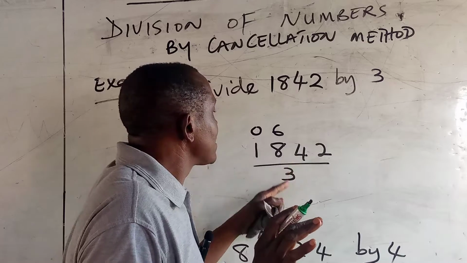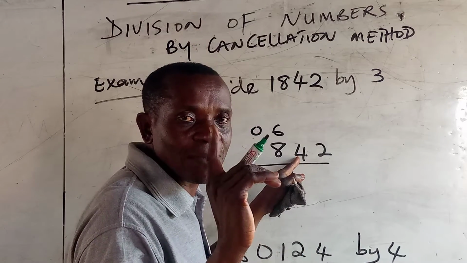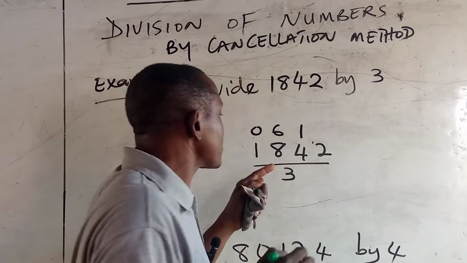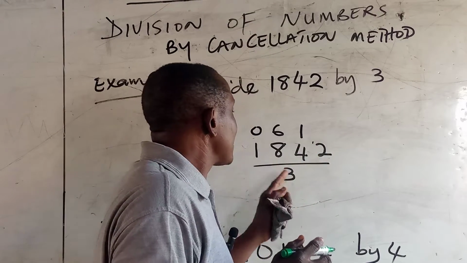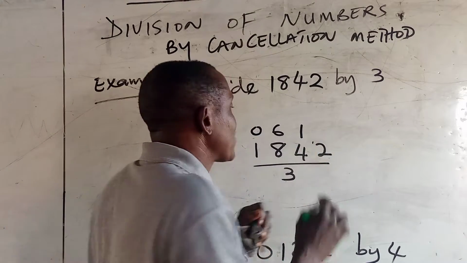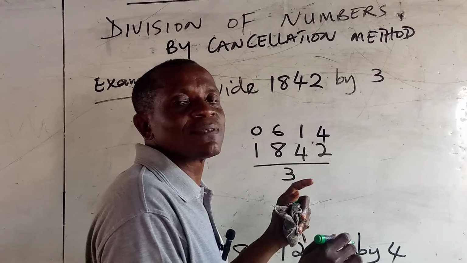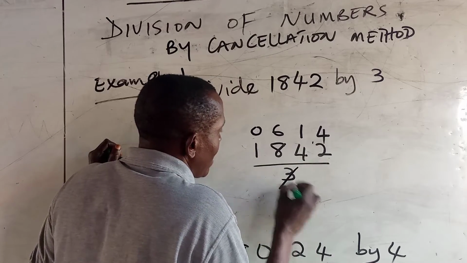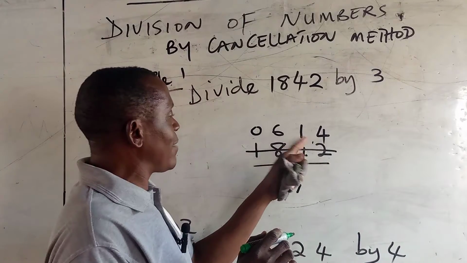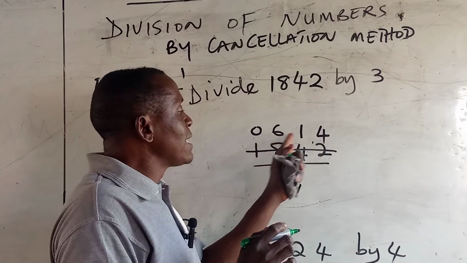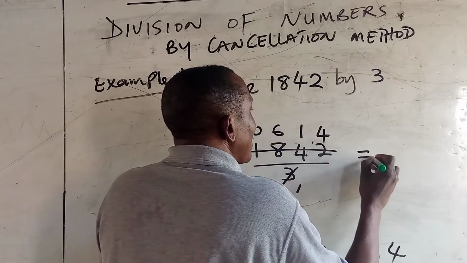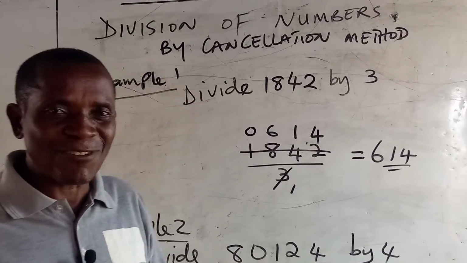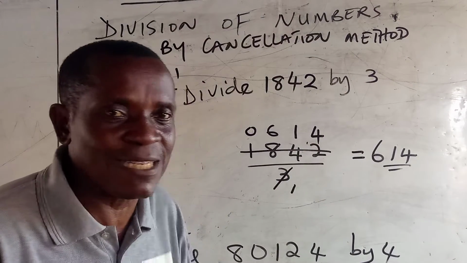I pick the next number. 3 into 4, how many times? Once. Remainder 1. Carry the remainder, bring the remainder here. It becomes 12. 3 into 12, it goes how many times? 4 times, because 4 times 3 gives me 12. So now that it has gone perfectly, you cancel it, and I now have this. Note that this 0 before the real number is insignificant. So my final answer is 614. That's all. I told you this method is the simplest.